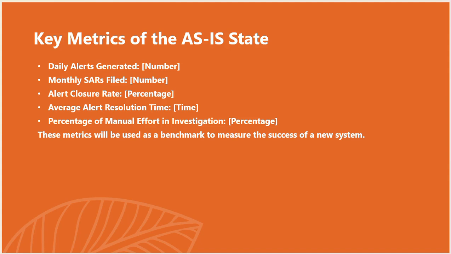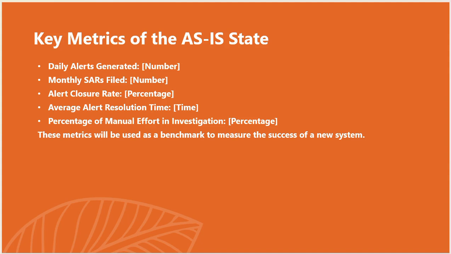Now the key metrics of the as-is state. First is daily: we need to collect this data from the stakeholders. How many alerts are generated daily by the system? What is the number of alerts generated for the total rules, or for each rule? We need to understand that. Then monthly suspicious activity filings.